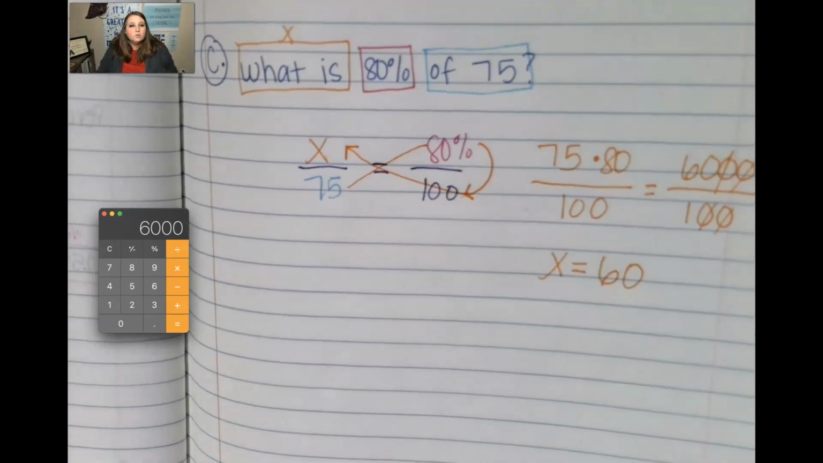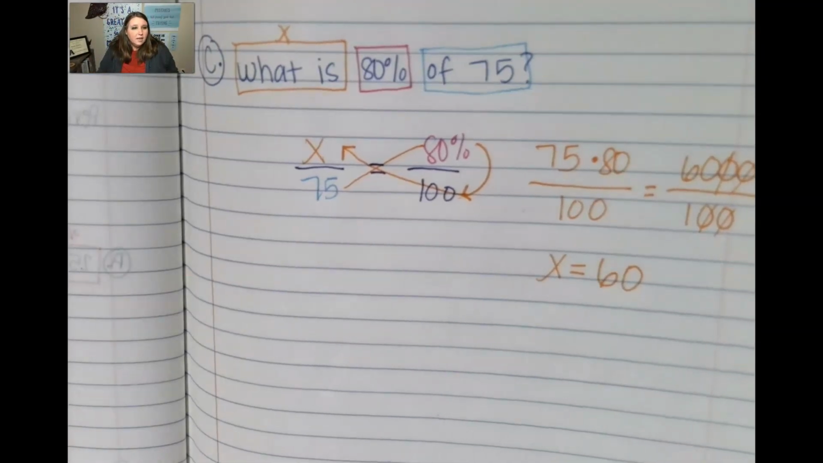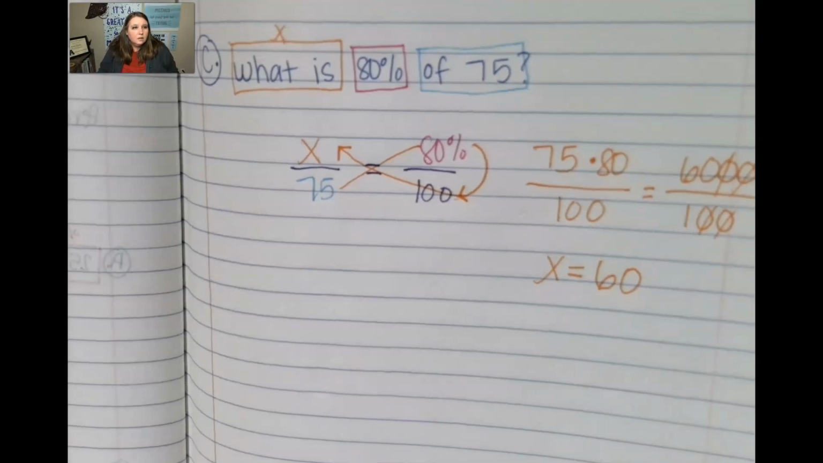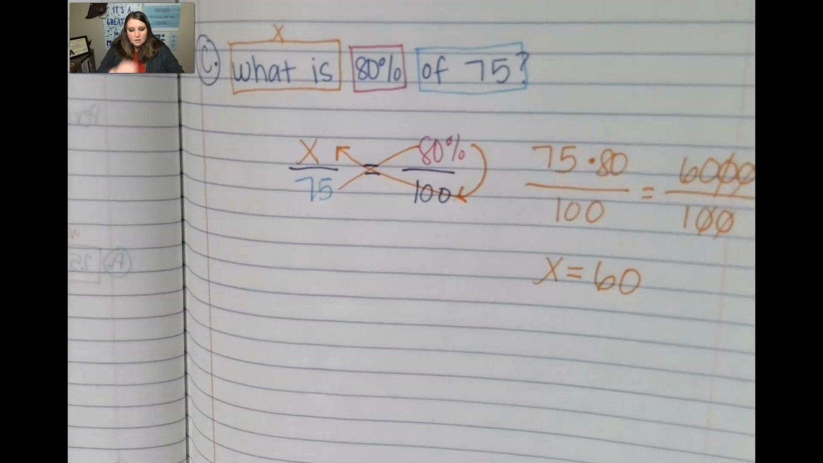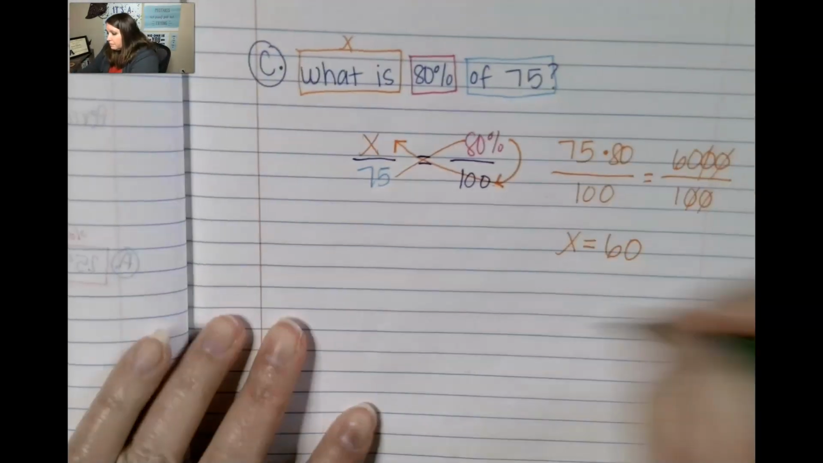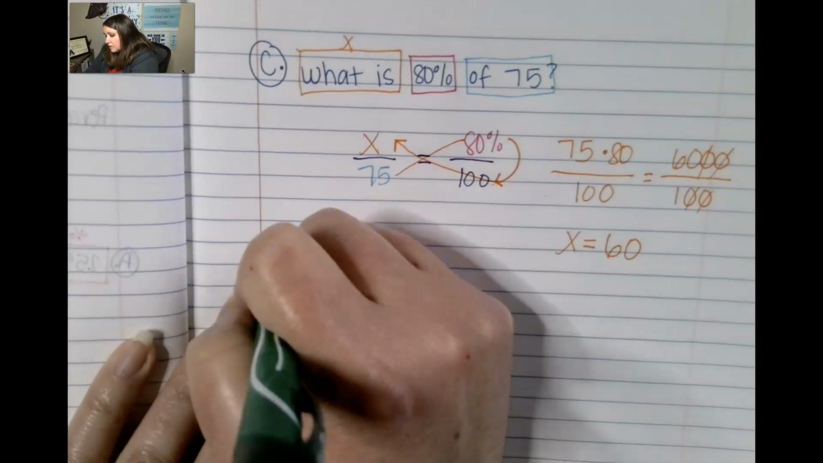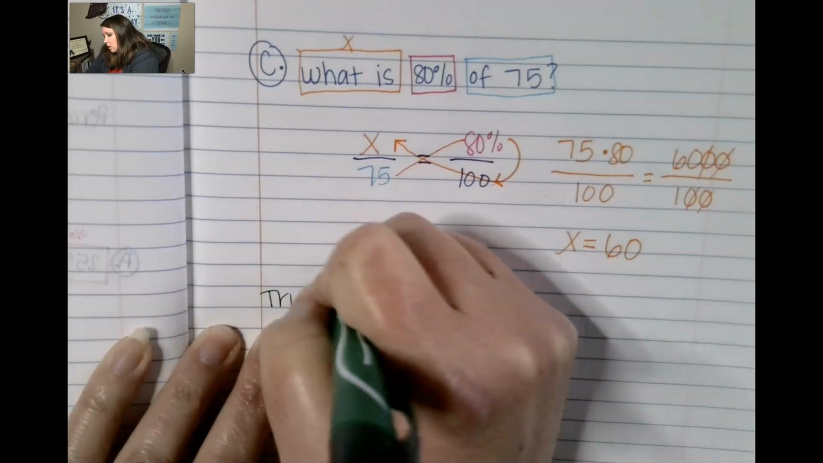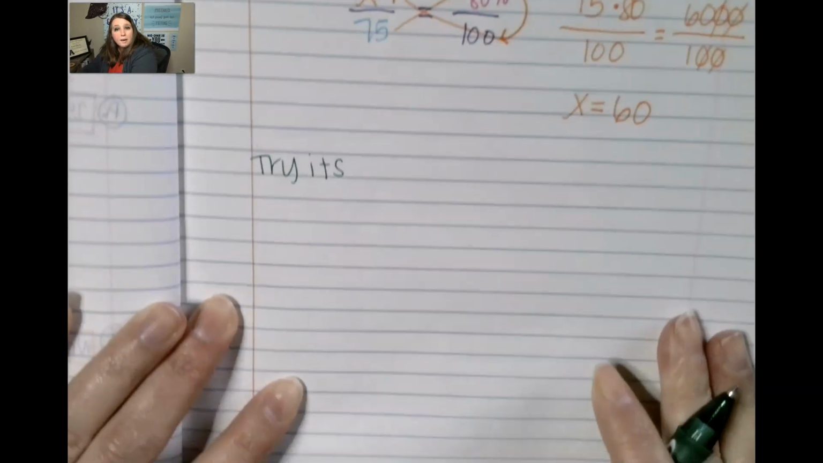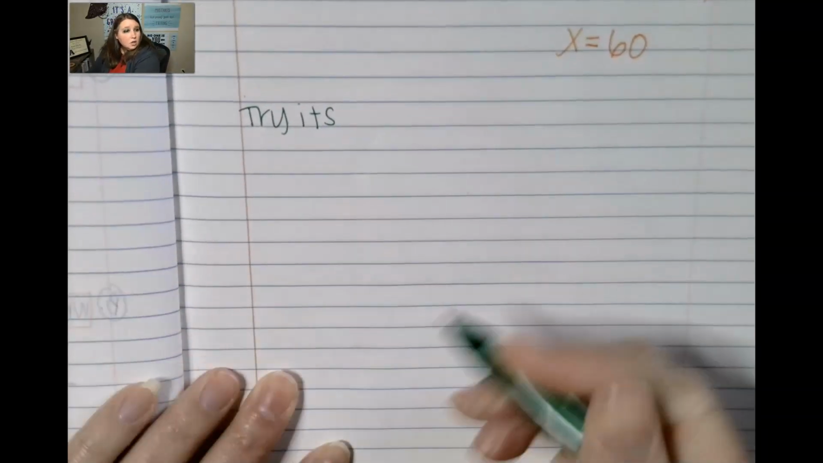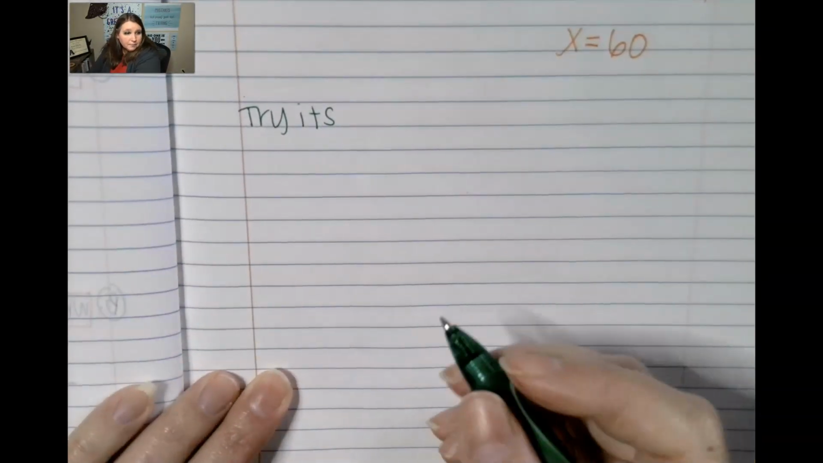All right, it is your turn to do a try it. Again, I want you to set up a proportion, and then I want you to try to solve using the proportion. So box up your problem and then put it into a proportion. So here are your try-its. We're going to do 2 of them.